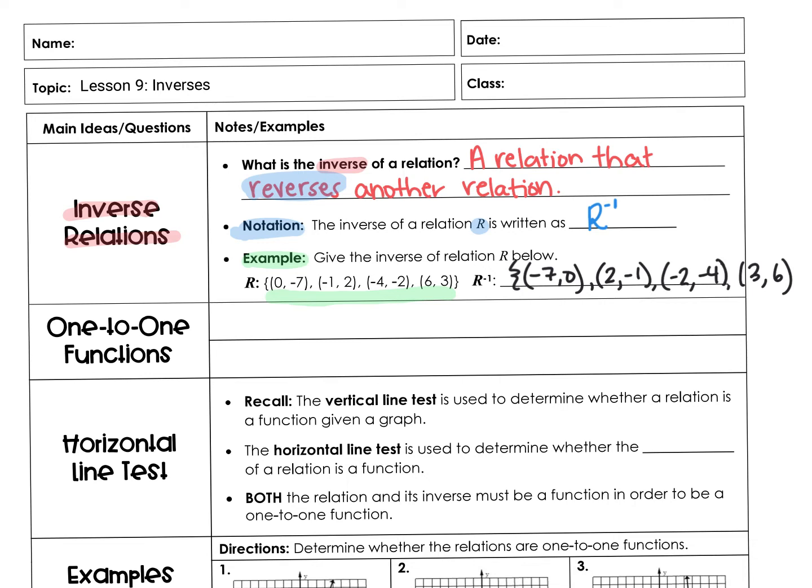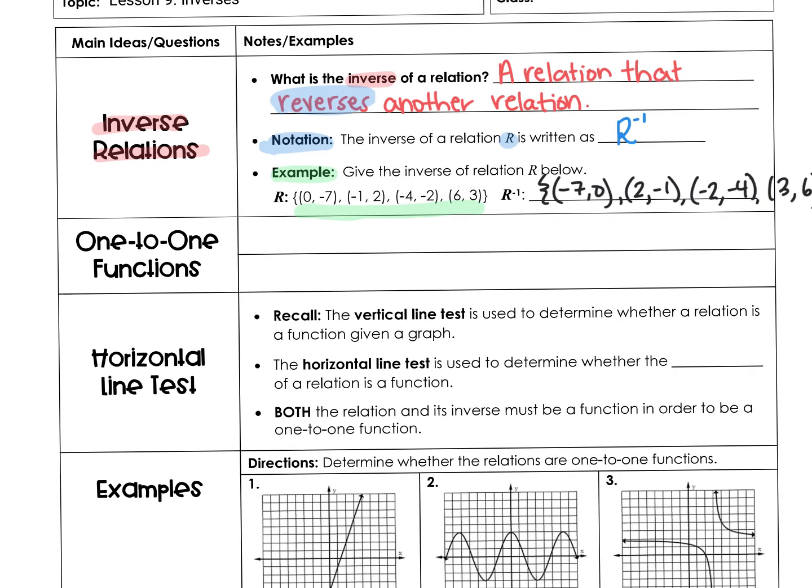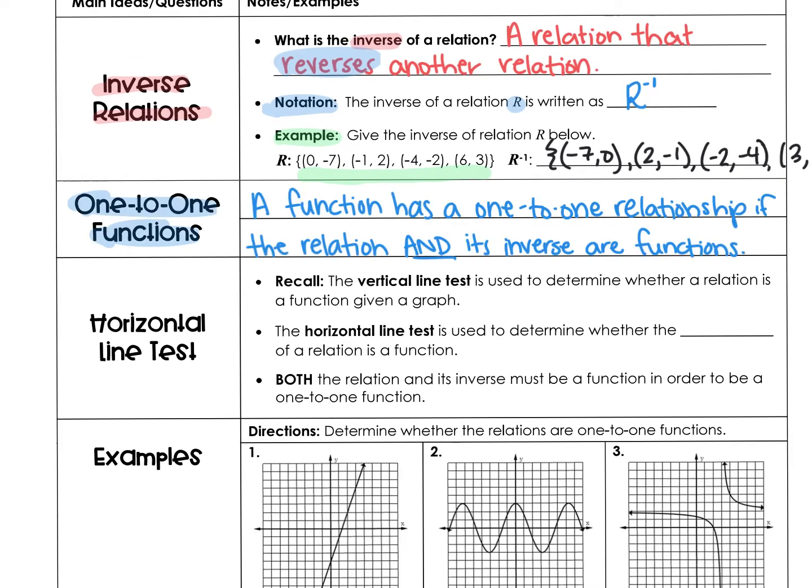All right, one-to-one functions. So we consider a function one-to-one if the relation and its inverse are functions. So if the original relation is a function and its inverse is a function, we call them one-to-one functions. So we can test this by using the horizontal line test.